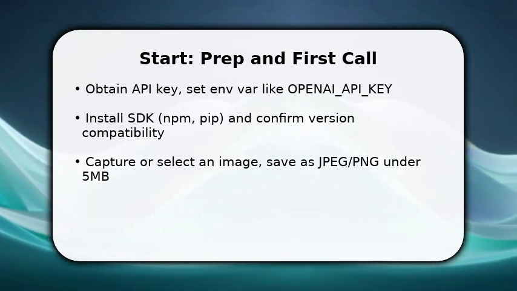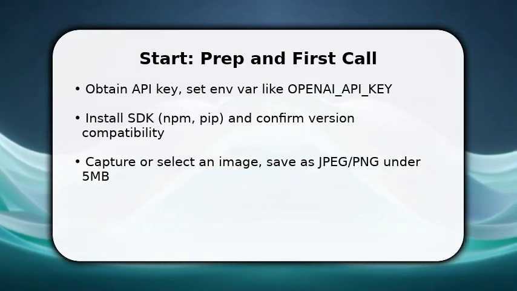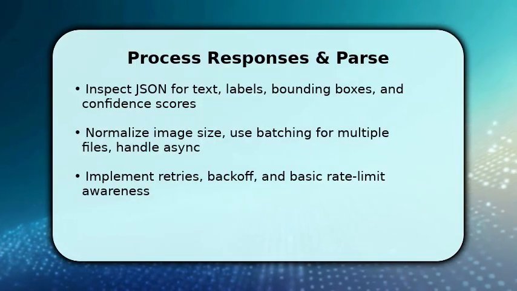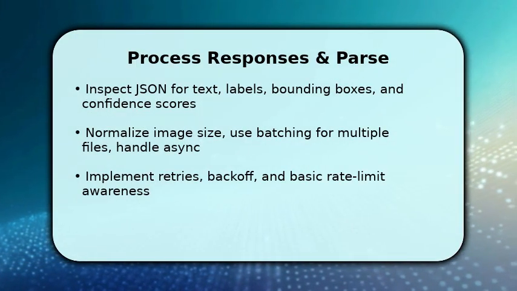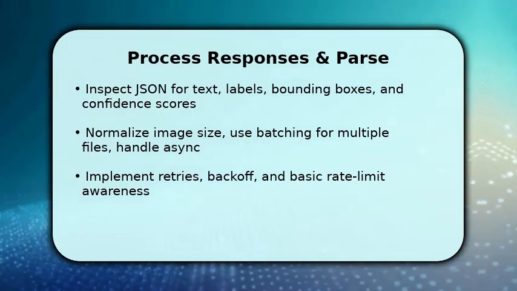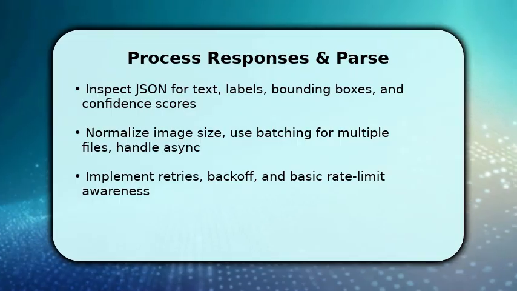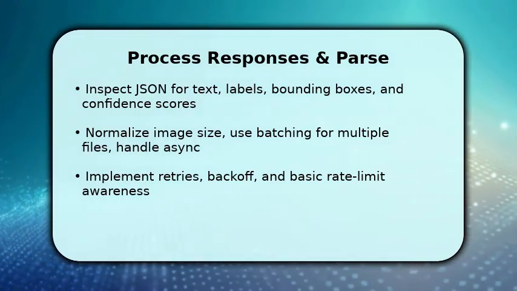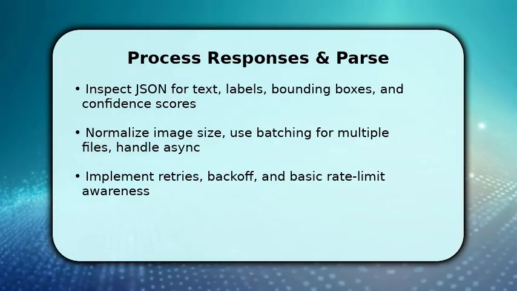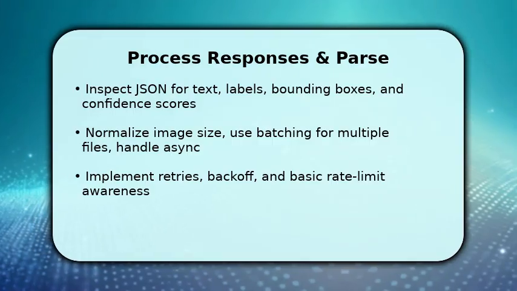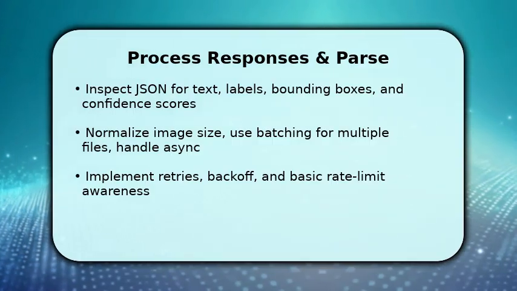Once you receive the response, parse the JSON for the fields you need. Recognize text, labels, coordinates, and confidence. You should normalize image dimensions before visual overlays and batch similar requests to optimize throughput. Make sure to handle partial results and operate asynchronously when working with many images. Use structured parsers to convert outputs into application models and log raw responses for debugging. These middle steps ensure accuracy.